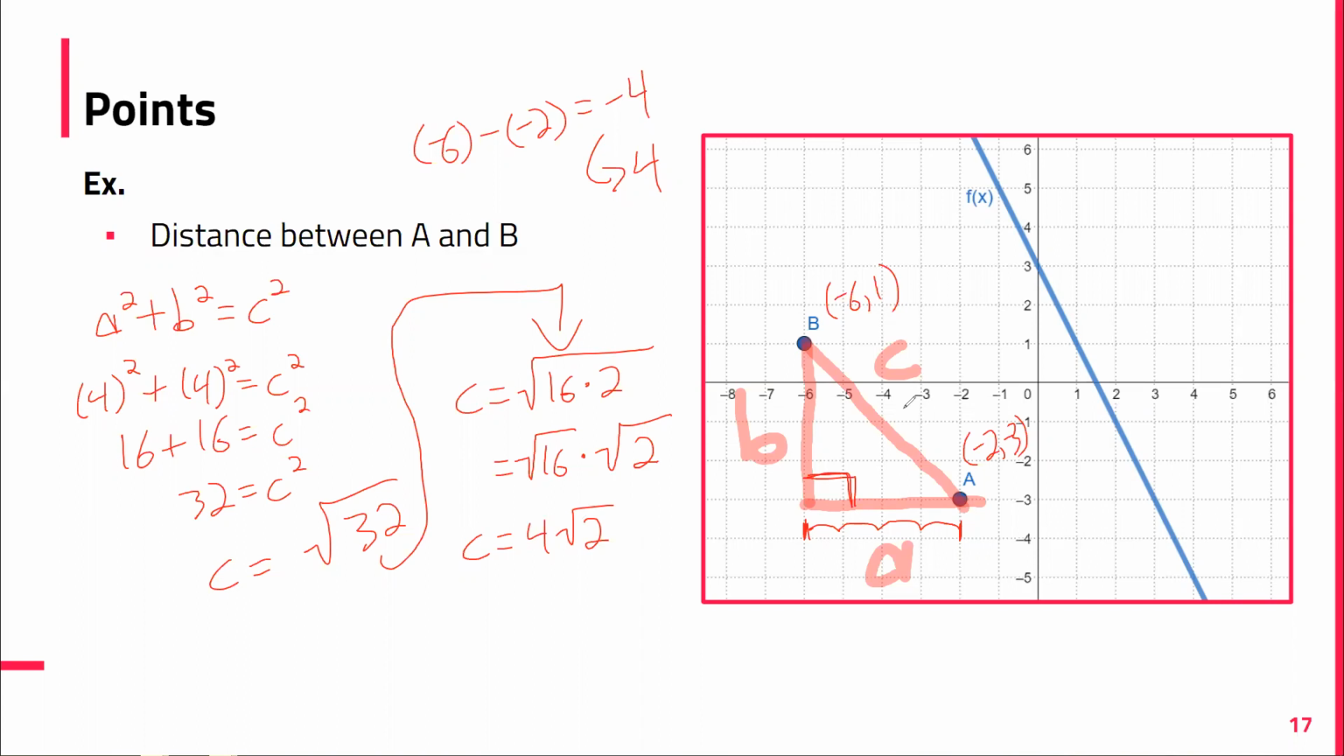So, distance between any two points: make a right angle triangle with 90 degrees, use the Pythagorean theorem, and it's pretty easy to figure out what that length is. So that's the strategy there.